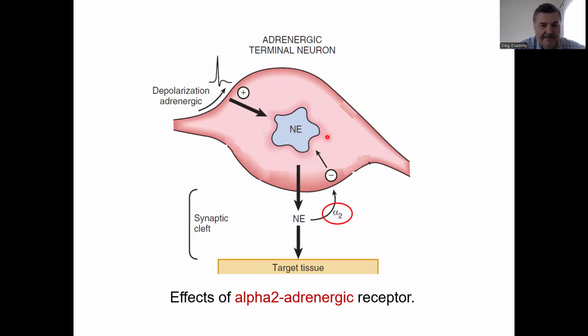of noradrenaline. So this means that alpha-2 adrenergic receptor is involved in the negative feedback mechanism, which controls release of noradrenaline at the presynaptic level. And this mechanism ensures that there is no excessive release of noradrenaline upon stimulation of adrenergic neuron, which would otherwise lead to depletion of noradrenaline stores in the presynaptic terminals.